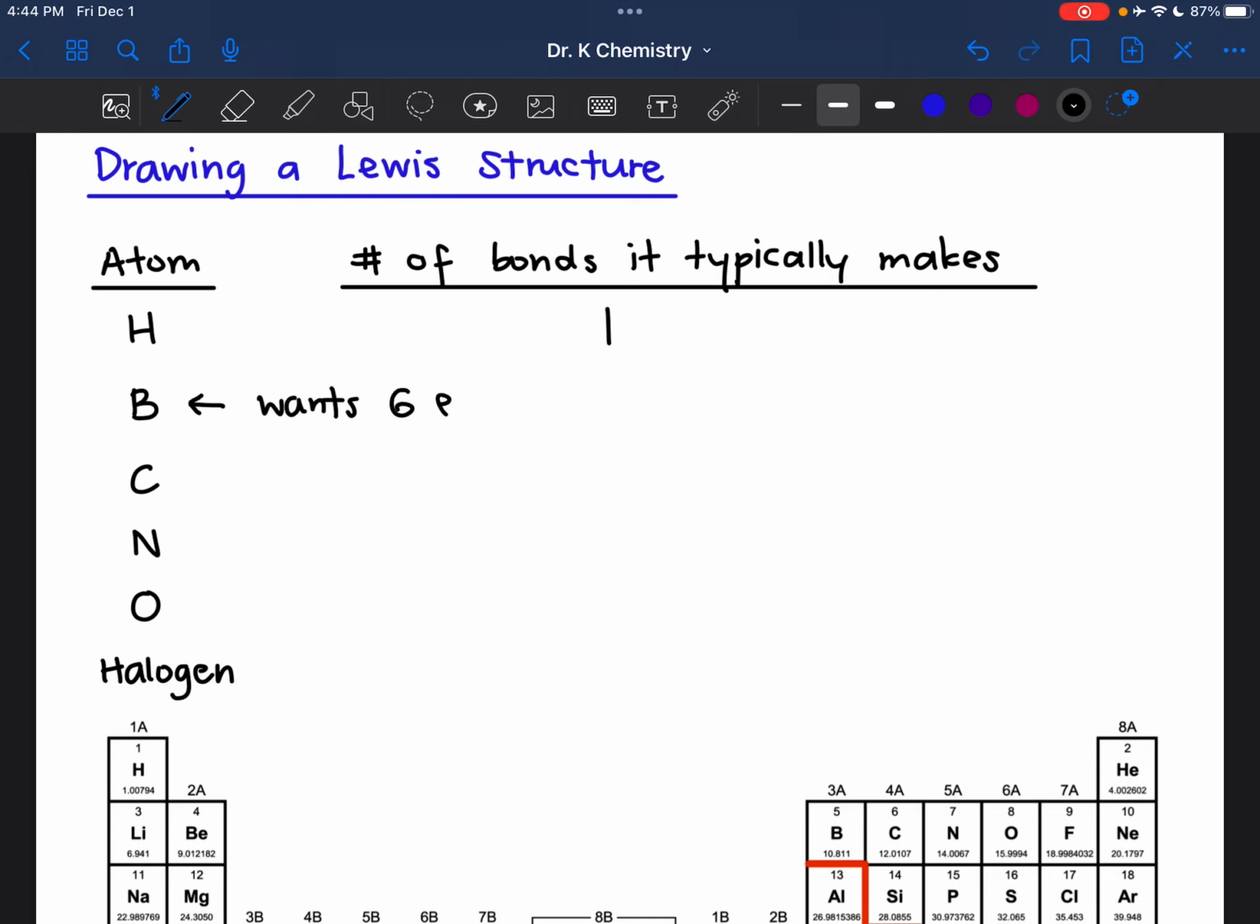Boron is another one of those exceptions. It wants 6 valence electrons. And if we look at where it is in the periodic table, it's in group 3A, which means it currently has 3 valence electrons. So in order to have 6 electrons, it needs to gain another 3 to complete its version of an octet, which is 6 valence electrons. The rest of these follow the standard octet rule.